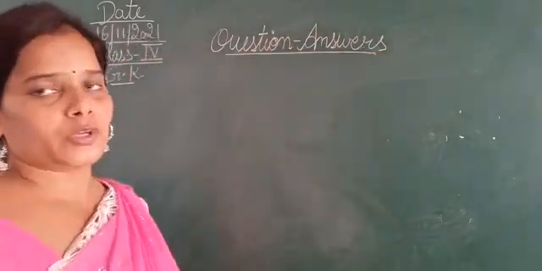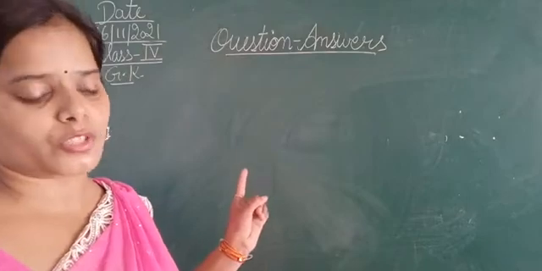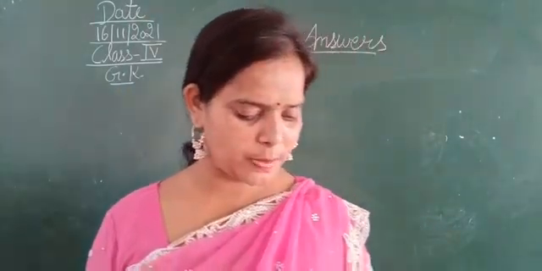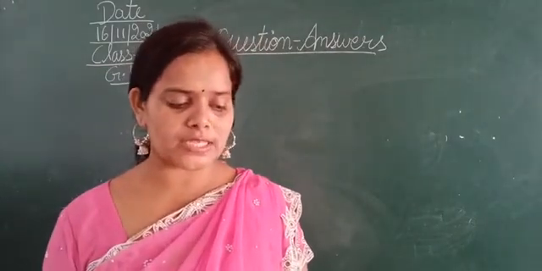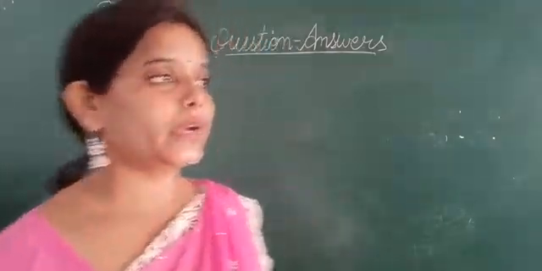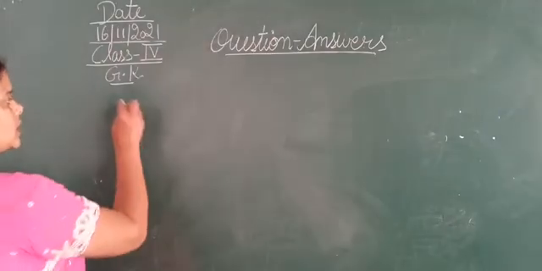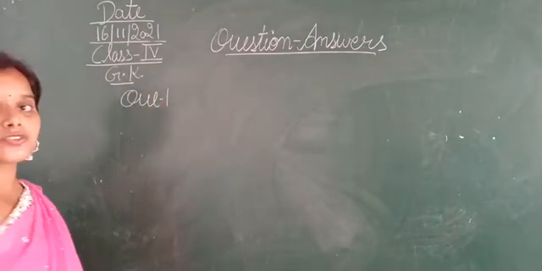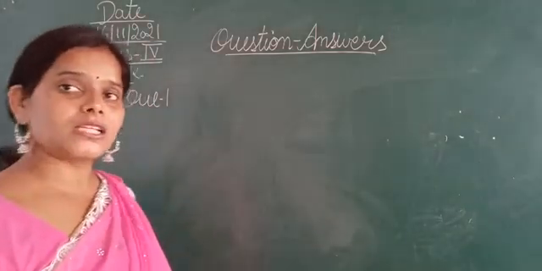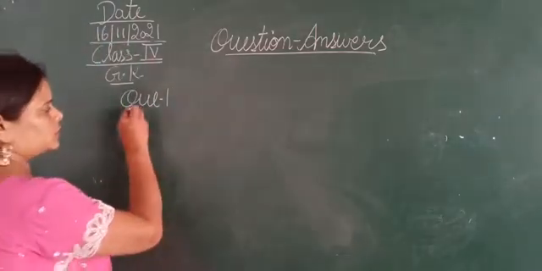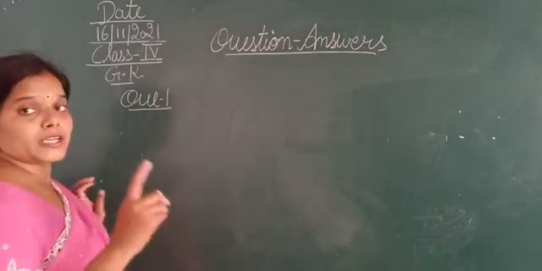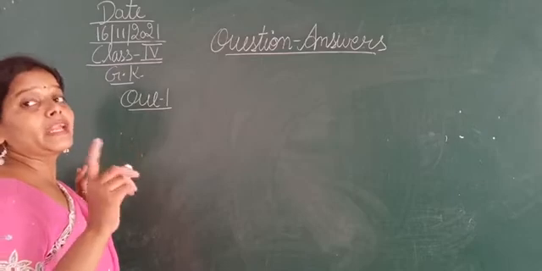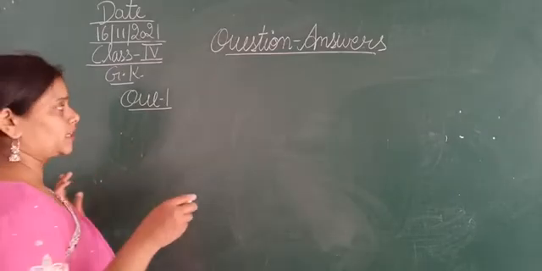So let's begin with the question answers, and you have to write all these questions in your notes. So the first question for you is, which is the smallest country in the world? Write down question number 1, which is the smallest country in the world? So the smallest country in the world is Vatican City. Write down, it is also known as the smallest country, as well as it is also an independent nation. So independent nation भी बोला जाता है.